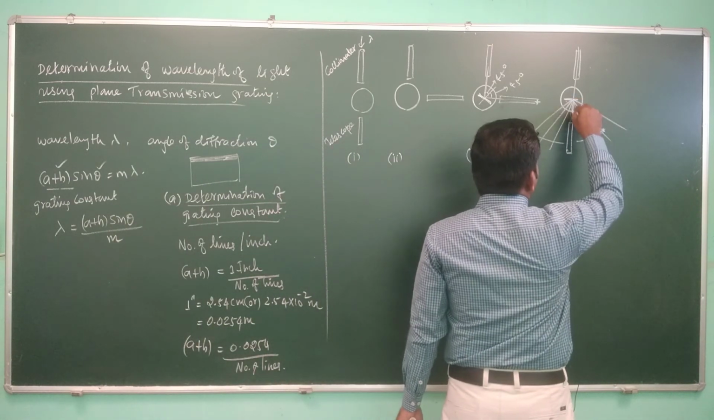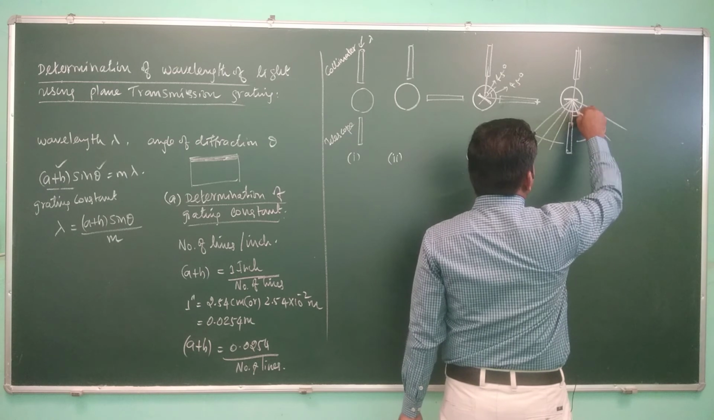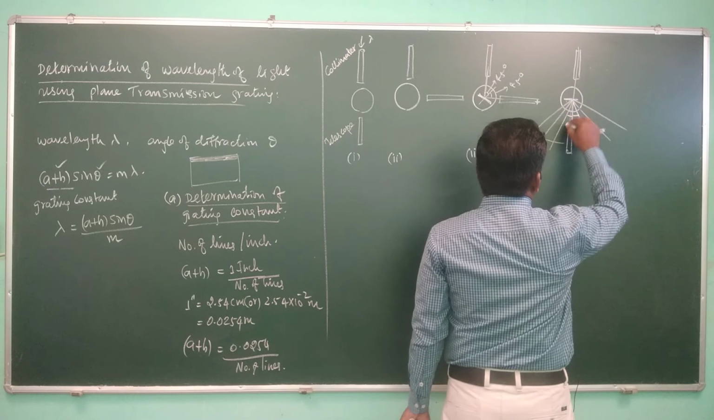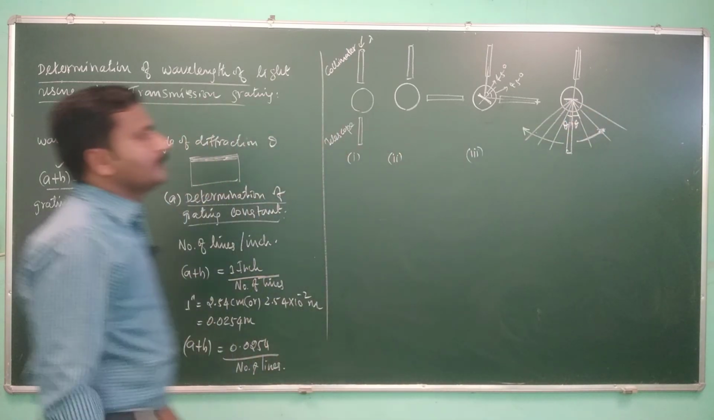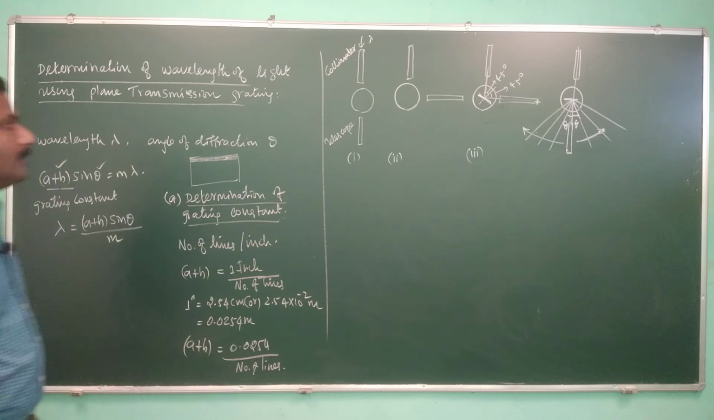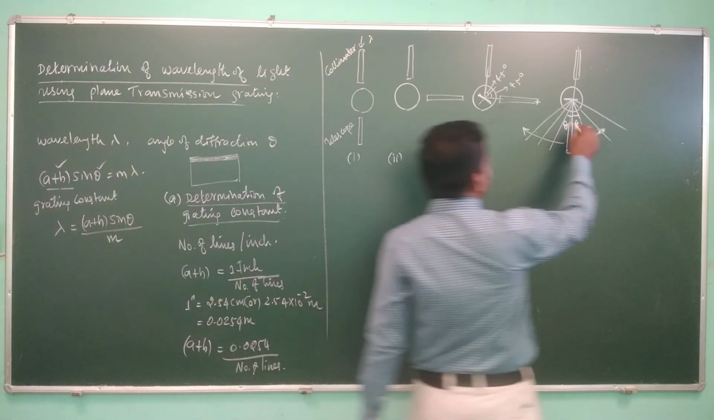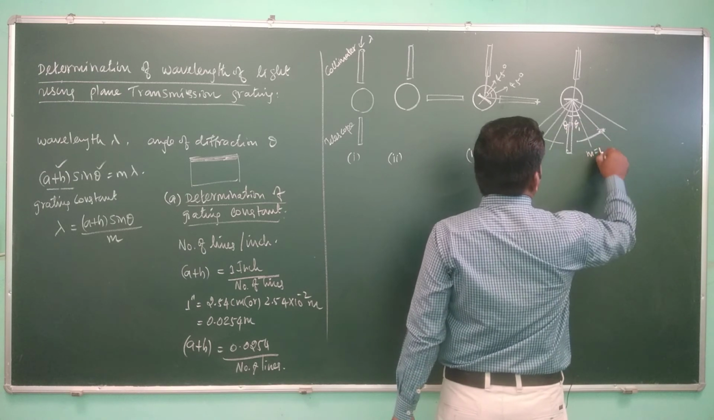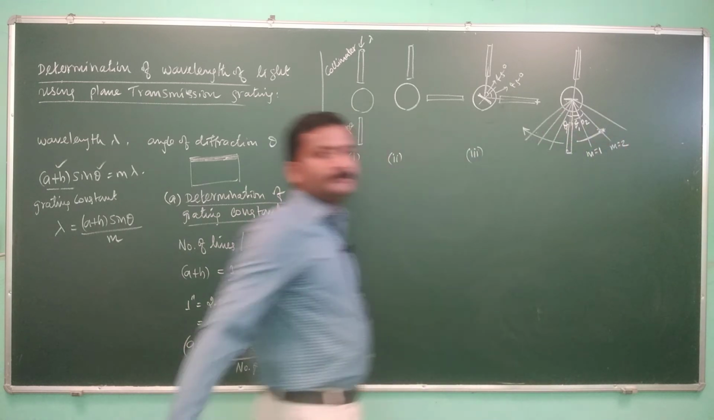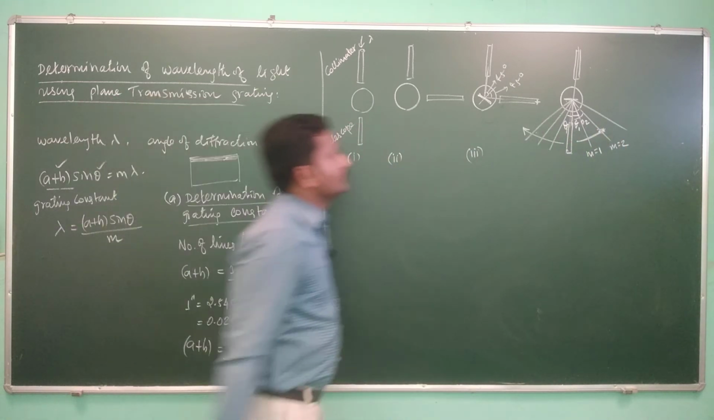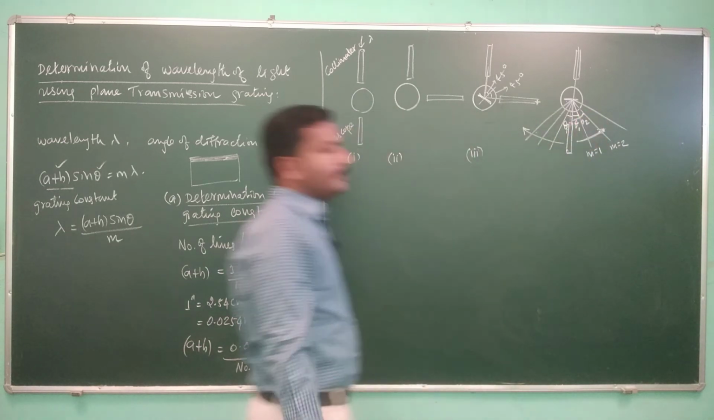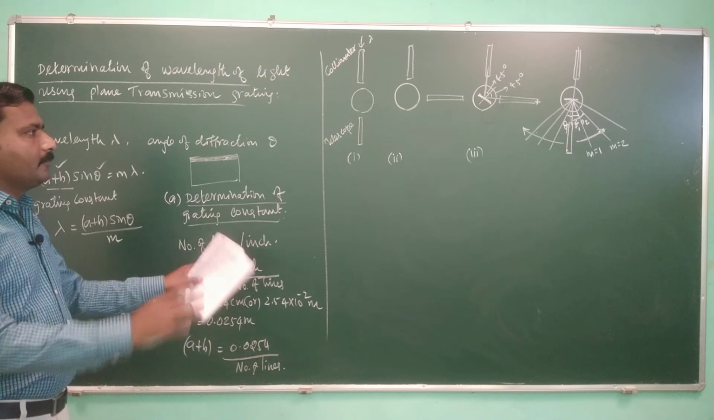Now the angle between the first order maxima and the direct view is the angle of deviation on either side. So this is the angle of deviation or diffraction angle for order 1, m equal to 1. This is theta 1 for m equal to 1. Similarly, one can observe theta 2 for m equal to 2 on either side. In this way, we can calculate theta.